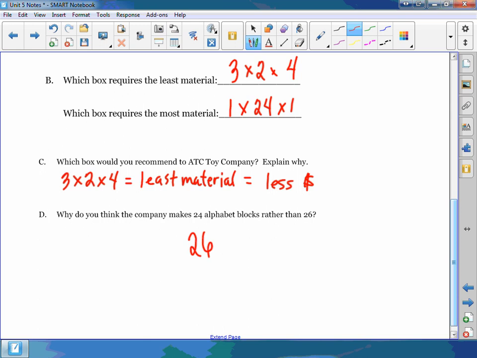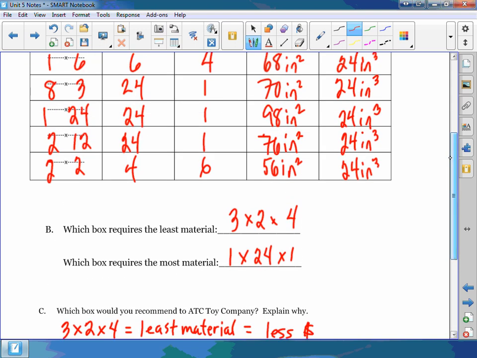If you go 26, let's think about the combinations of 26, guys. What will we have here? What was it, Jack? Yeah, you could go like 13 by 2 by 1, okay? Or, Finn? That's it.